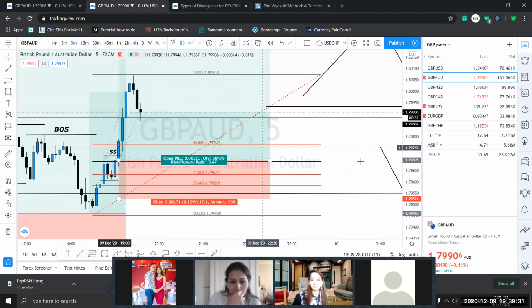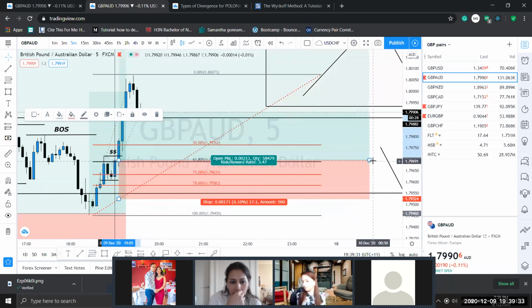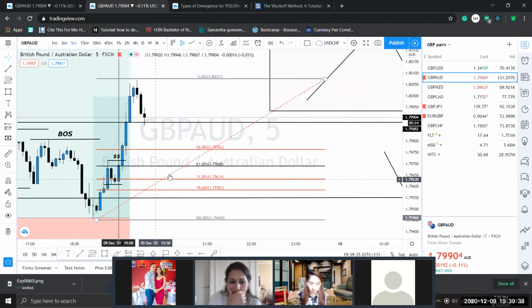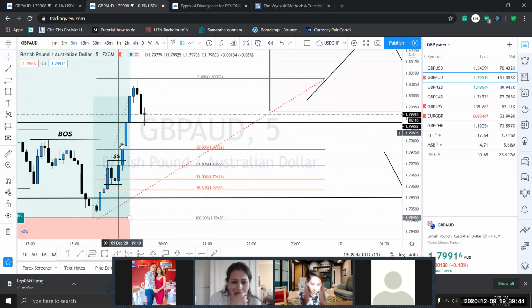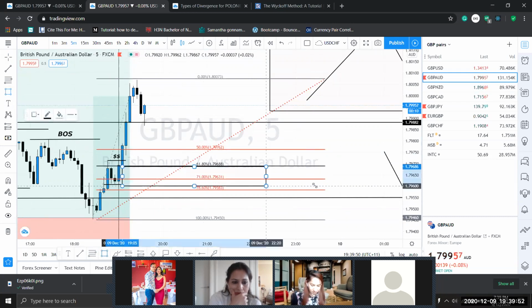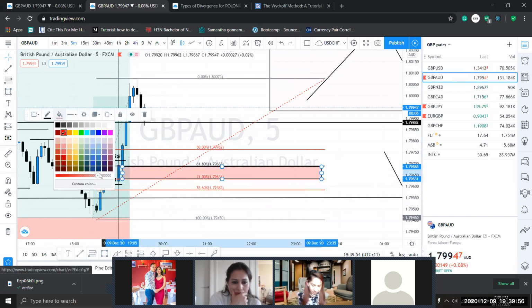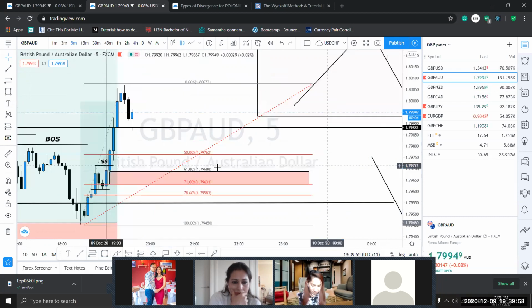Let me extend. Let me delete this. In 71% and 61.8, the last sell candle before the buy, okay, sell before the buy, that lies in between 61.8 and 71%. So this will be your nice possible entry zone. The next entry you can get in this zone.